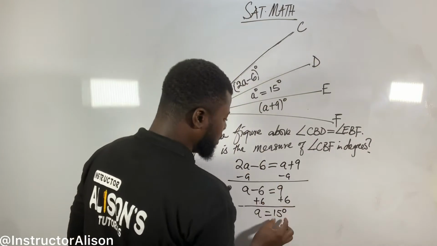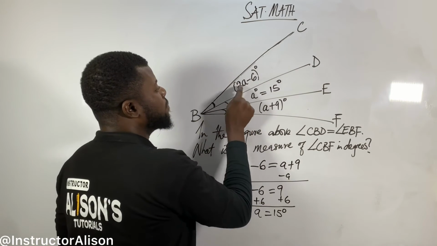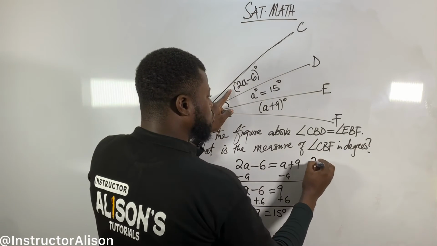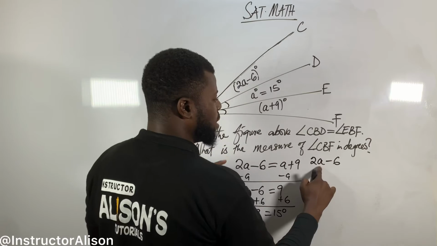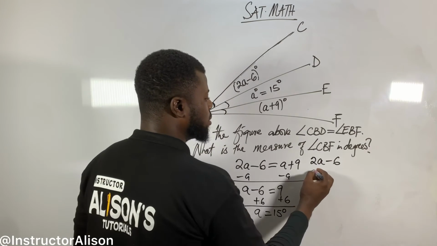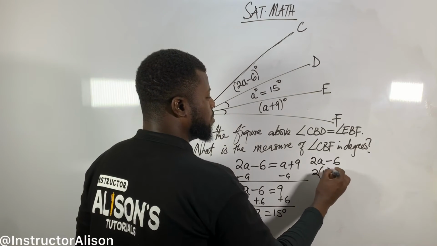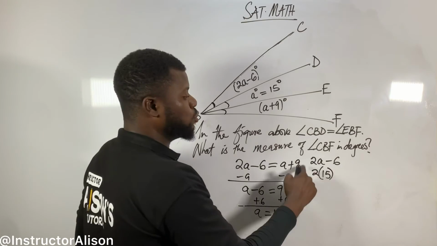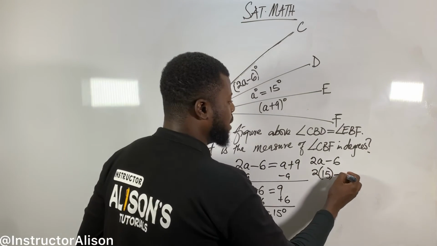So carry the value of this A we get as 15. Put inside A for this one. Remember here we get 2A minus 6. So anywhere I see A, I go put 15. So I'll say 2 into 15, bracket will open here now times, so you do 2 times 15, then minus 6.